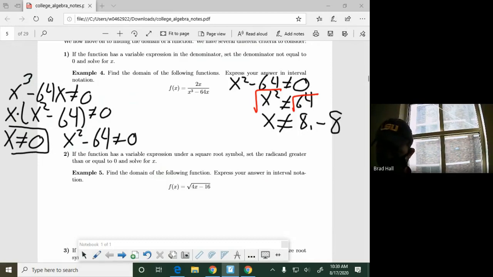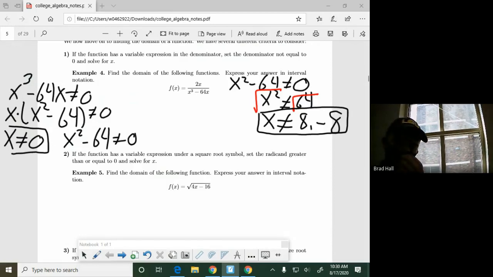So now we have 3 answers in total. We have 8, negative 8, and 0. Well, we're using MyMathLab. So did you think it was going to be that easy? No. MyMathLab says, I want the answer in interval notation. We do not have an answer in interval notation yet.